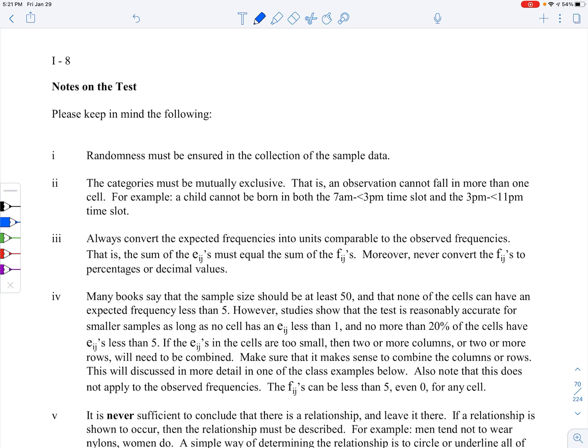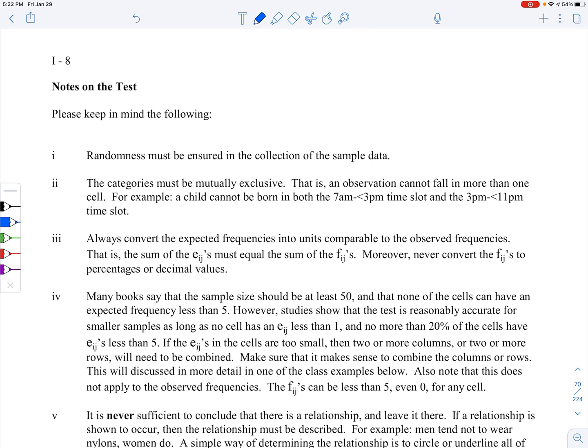Number one says that randomness must be ensured in the collection of the sample data. That's just kind of like a motherhood statement that applies to any kind of sampling that we're doing, any kind of statistics that we're doing here, is to make sure that you've got a good sample design so you've got good randomness. Number two, the categories must be mutually exclusive.